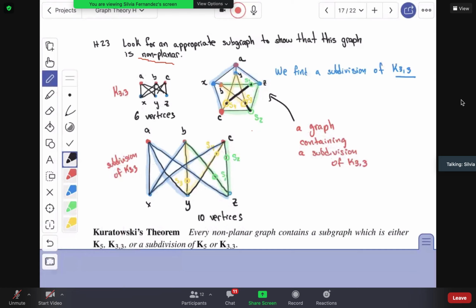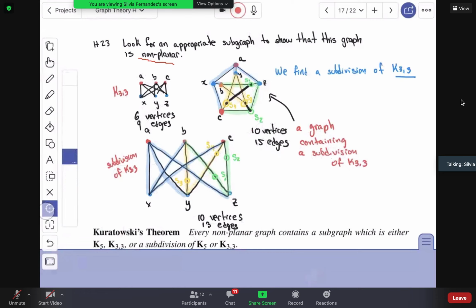This one has 9 edges. This one has 13 edges, because here this is actually 2 edges: 1, 2, 1, 2, 1, 2, and 1, 2. So this one has 13 edges. This one has 10 vertices and 15 edges. You see, I made it even larger. I started with that one, I added a few vertices, and then I added those edges.